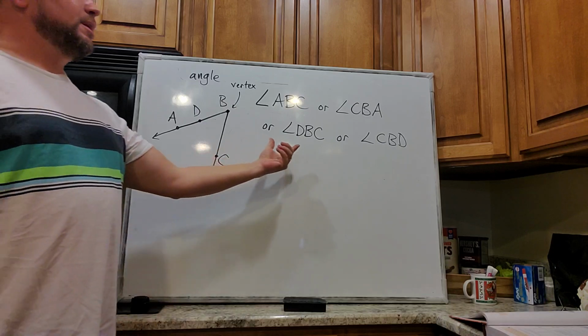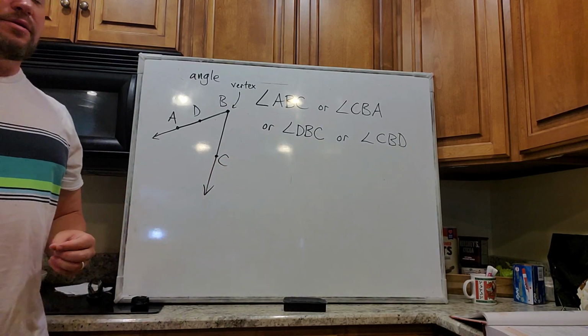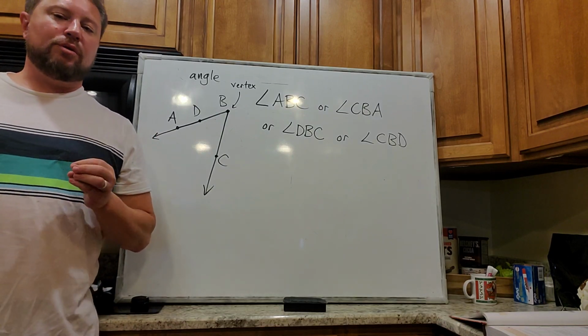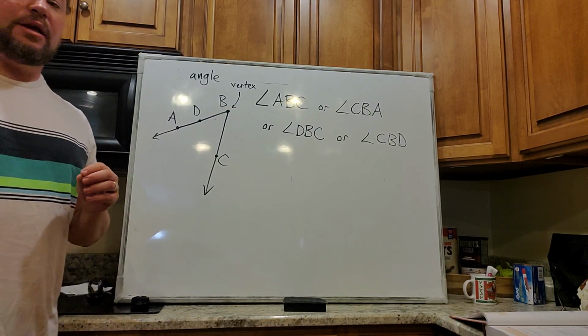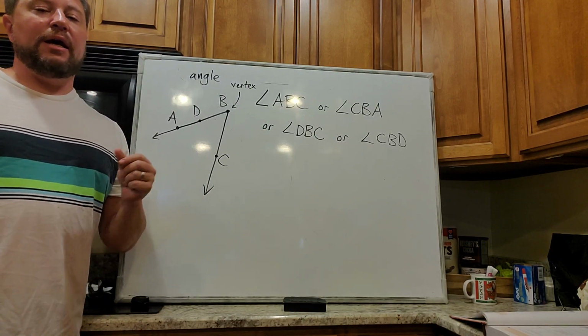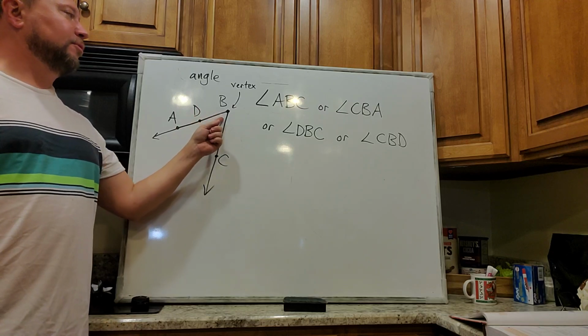But you would always name an angle either using three letters like we did there, or there is an option here. There is a shortcut. Now, this shortcut that I'm about to use only works if it's the only angle at this vertex.